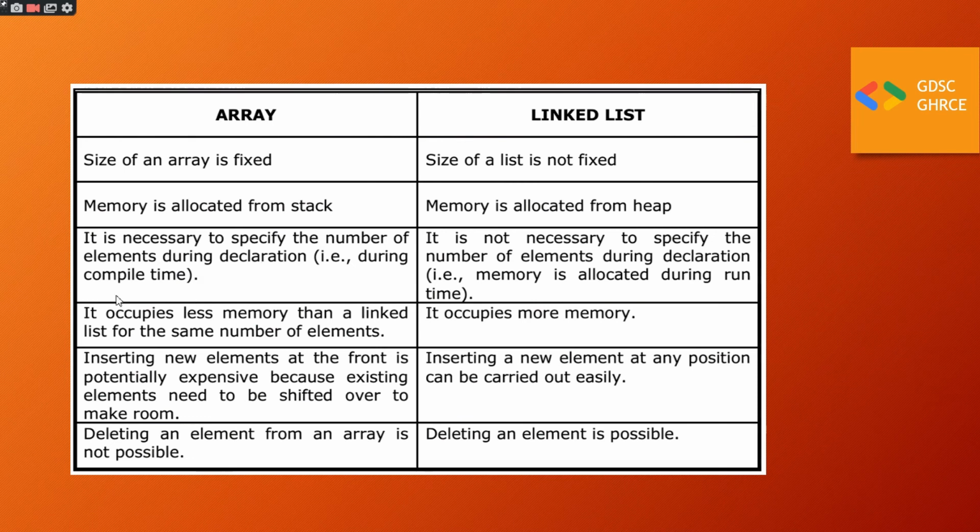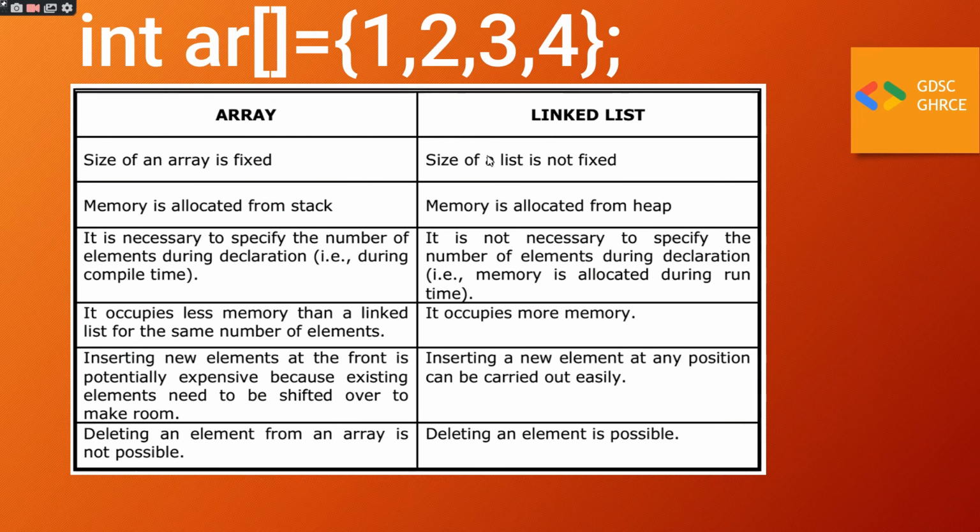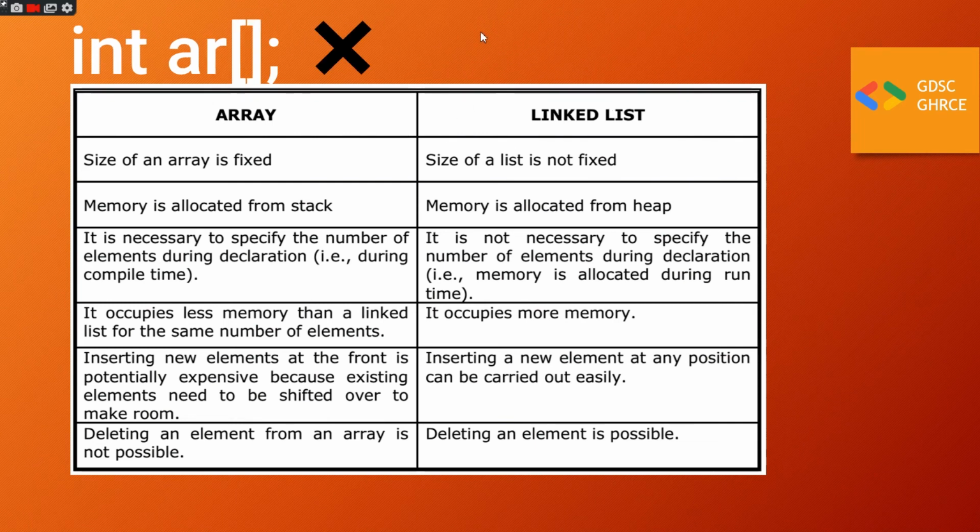It is necessary to specify the number of elements during declaration. In case of the array, it is necessary to specify the number of elements in the square brackets when we write the array declaration. If we are not specifying the number of elements, we specify the initialization, like in the curly braces we say 1 2 3 4, these are the elements that I want to store. If we do not provide the size, it will be calculated automatically from the number of elements given. But if you do not write the size of the array and also do not initialize it with curly braces, then it will give an error. So it is very necessary to tell the size of the array at the time of initialization.